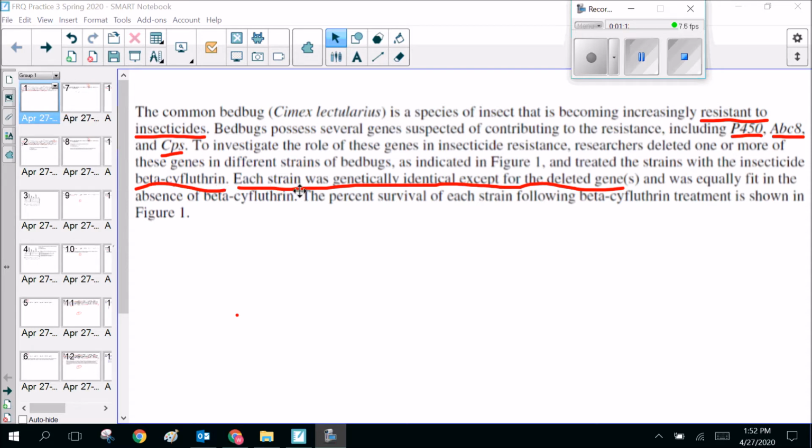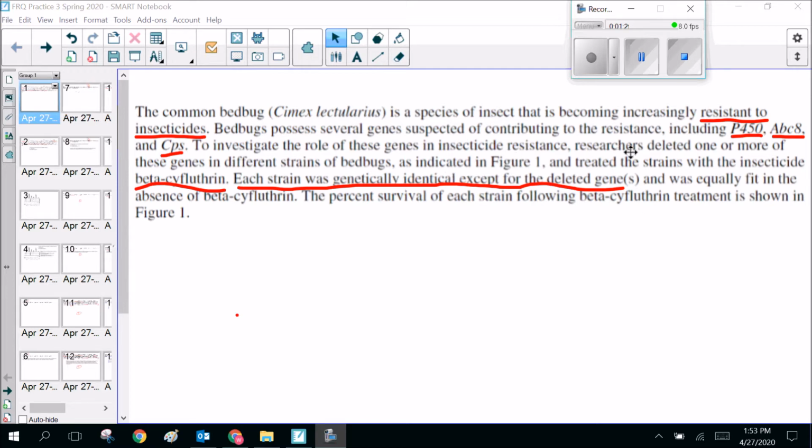Each strain was genetically identical except for the deleted genes and was equally fit in the absence of beta-cyfluthrin. The percent survival of each strain following beta-cyfluthrin treatment is shown in Figure 1. Now, what have I underlined?